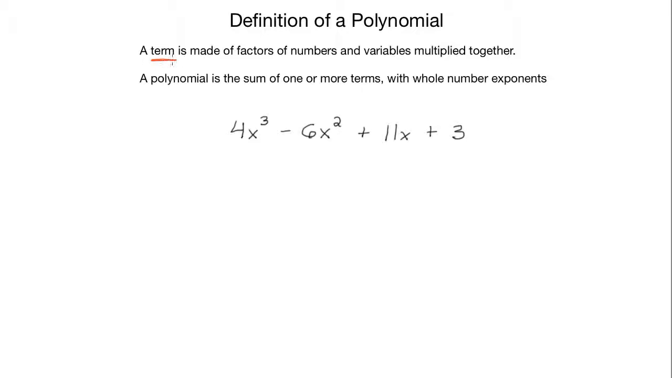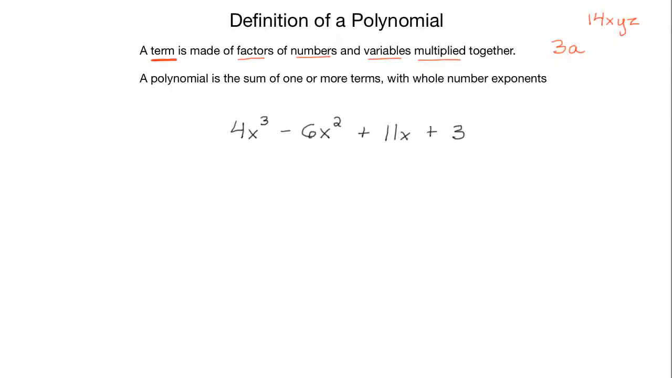So when we talk about a term in mathematics, a term is made of factors, of numbers, and variables that are multiplied together. So what we can see then is if we're working with expressions in algebra, 3 times a would be a term. Or another term would be maybe 14 times x times y times z. These are all examples of terms.